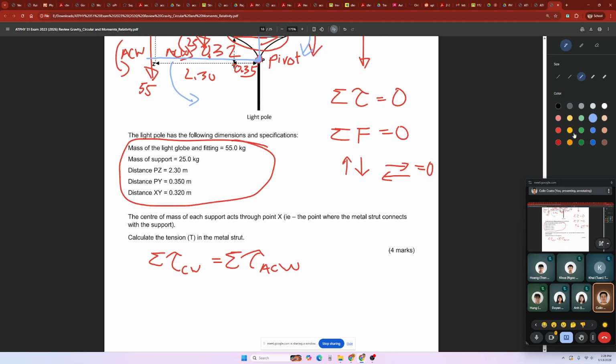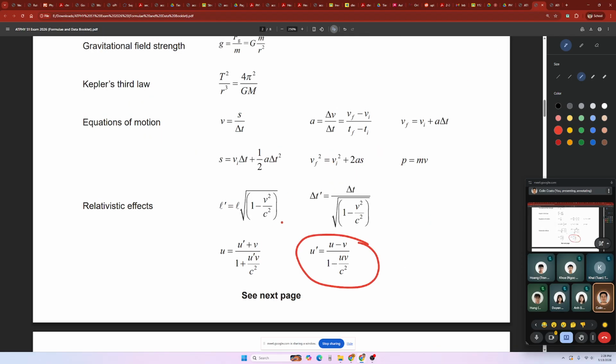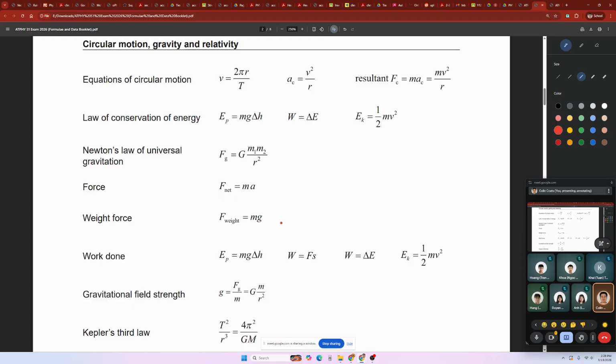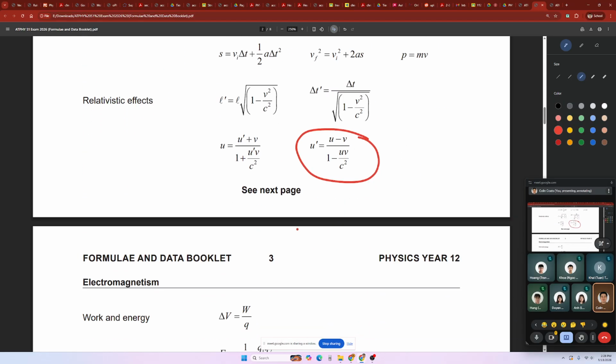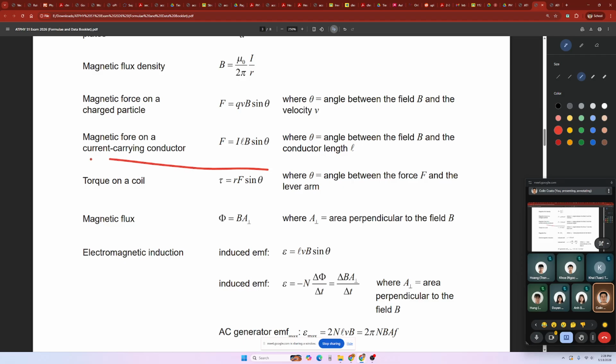All right, so let's do this. Clockwise, we have the tension, and as we know, the equation for torque and moments is very simple. It's just going to be, wherever I can find it, here it is. If there's no angle, we can just ignore that. It's just radius times force.